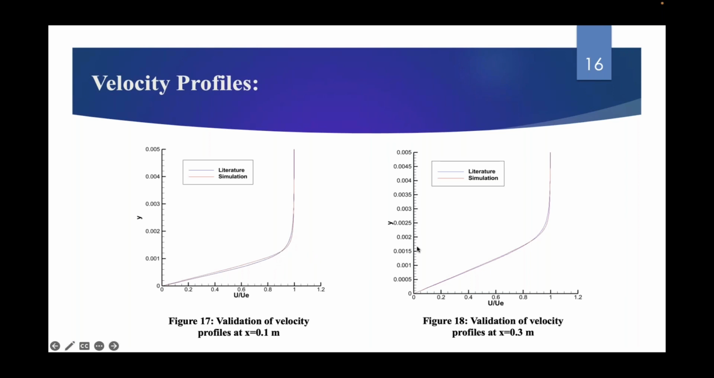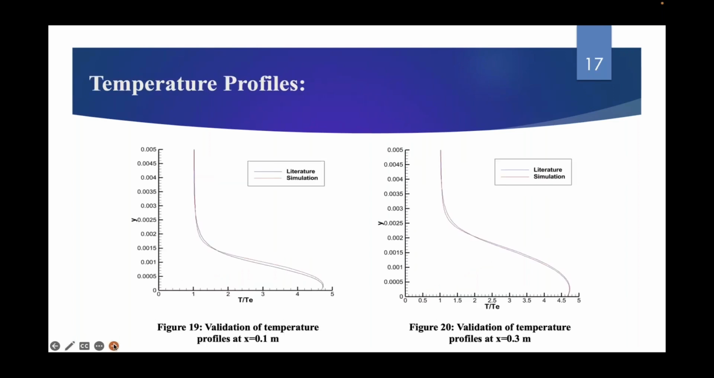Here, as you can see, the curve is slightly different. This indicates that the boundary layer thickness is increasing with increase in the X location. This was taken at 0.1 meter and this was taken at 0.3 meter. So boundary layer thickness is continuing to increase along the X direction. Same plots can be observed for the temperature profile for 0.1 and 0.3 meter. Again, you can see how accurate the simulation data is with the literature data.